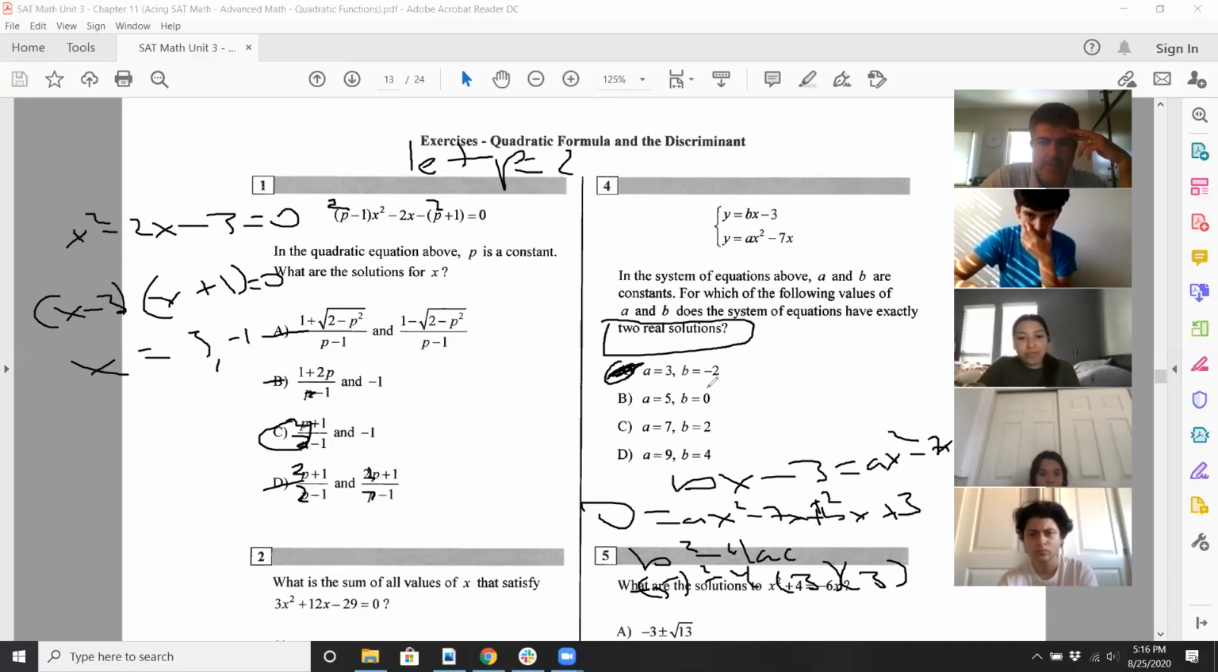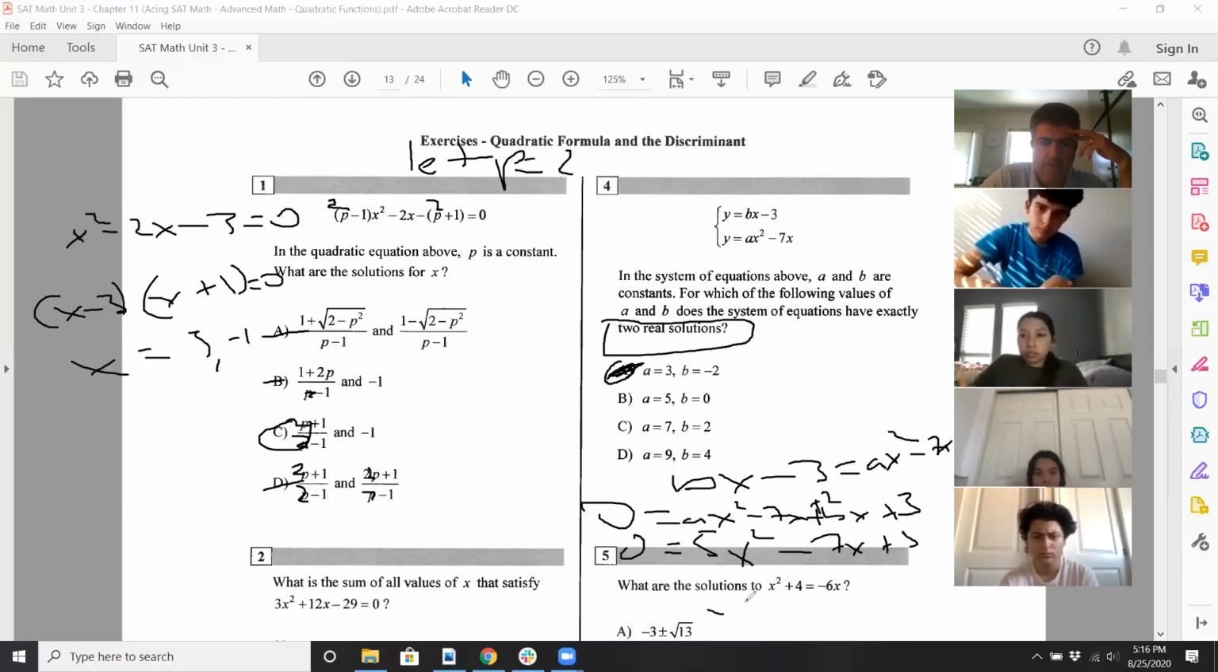If b is 0, so maybe I'll just do this. If a is 5, I get 5x squared. If b is 0, I get -7x plus 3. So I have 49 minus 4 times 5 times 3. No, it's still negative.